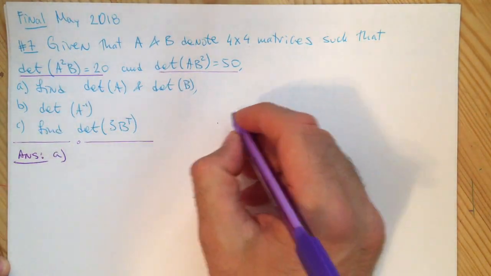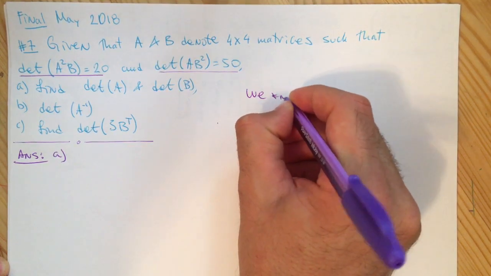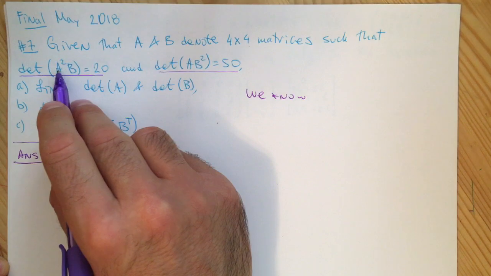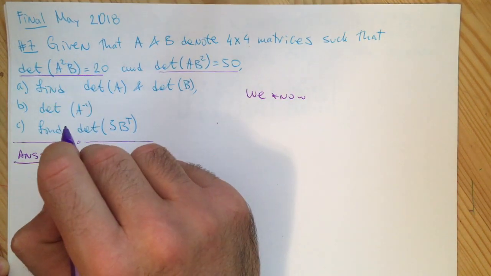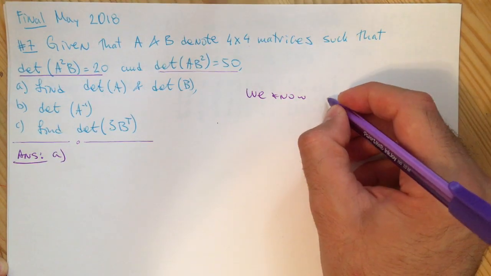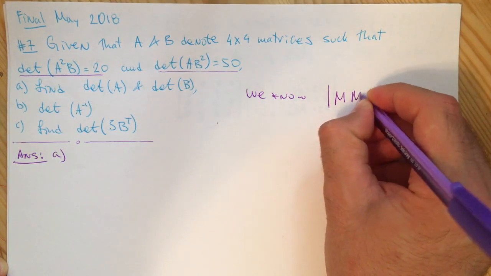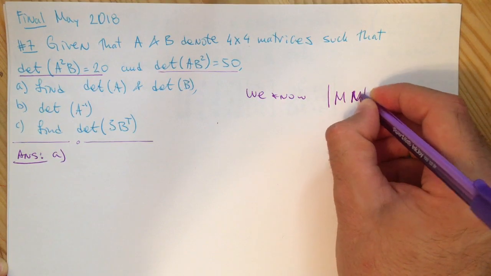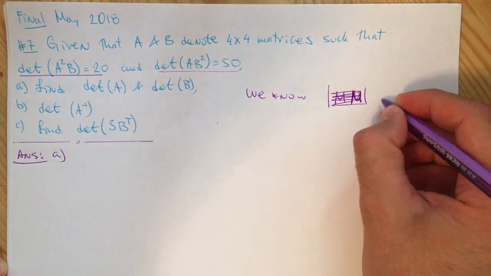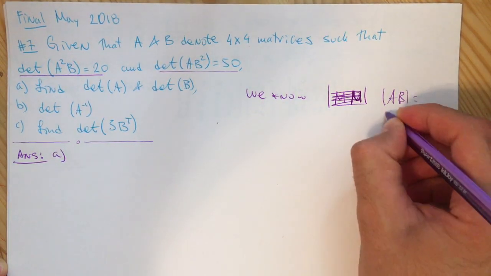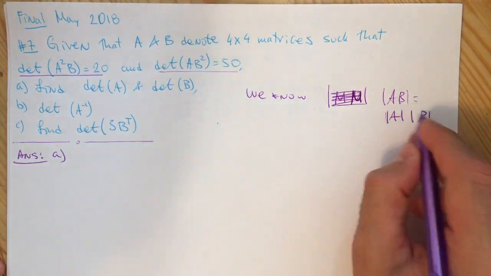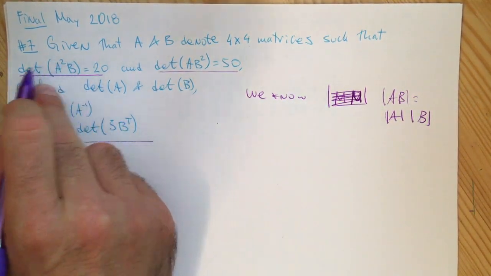So what do we know? We know that you can find the determinants of A and B if they are square matrices of the same size, let's say M and N. Then the determinant of M times N, if these are matrices, determinant of A times B would be the determinant of A times the determinant of B. Okay, I'll use this fact in order to write this down.